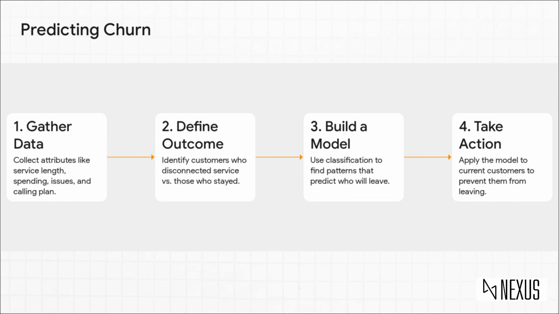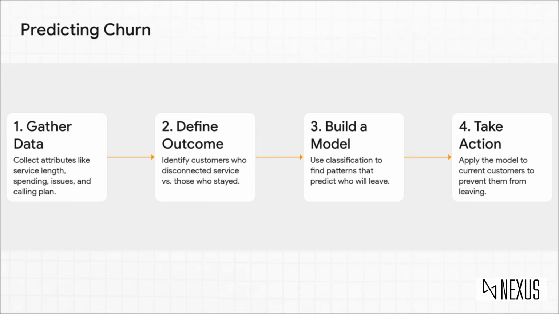How long they were with you, what they spent, if they call support a lot. Step 2, you label every single one of them with a final outcome. Did they stay or did they leave? That's your target. Step 3, you feed all of that labeled data into a classification model and tell it, go find the patterns that the flight risks, the people who left, have in common.